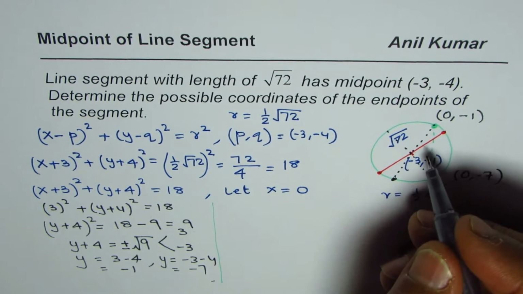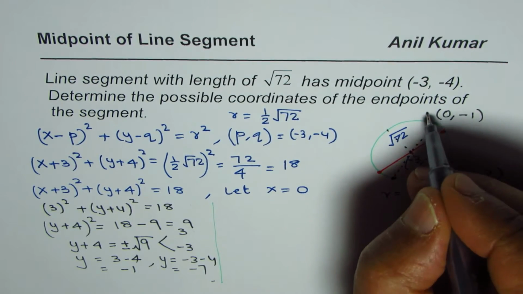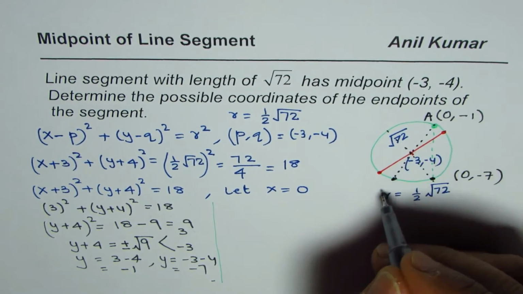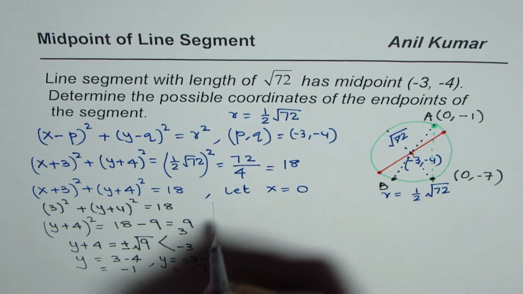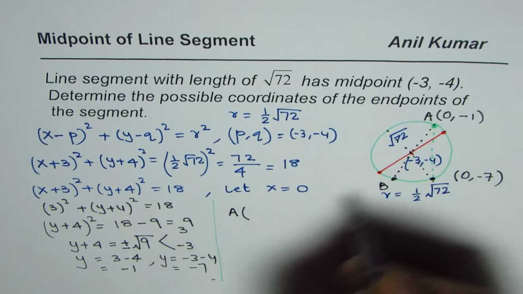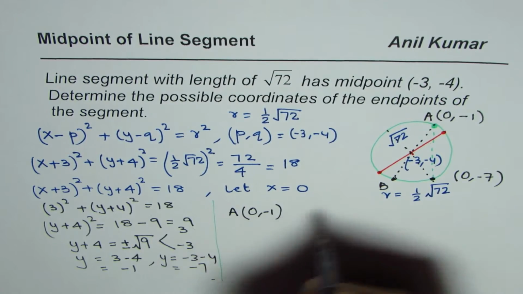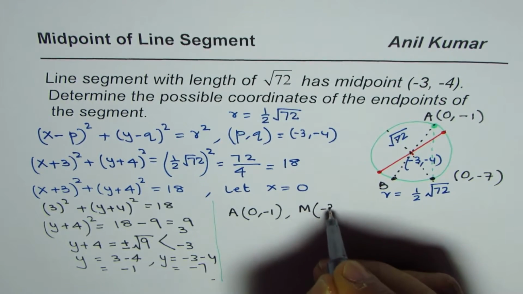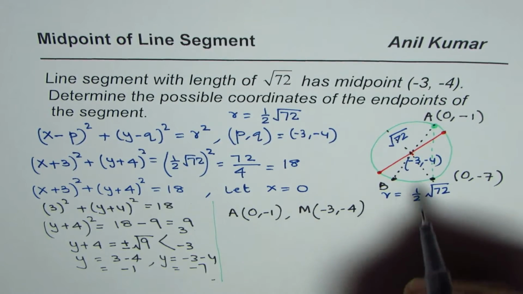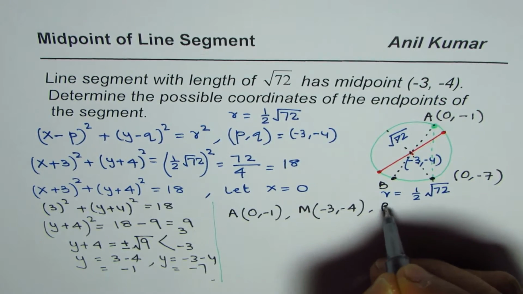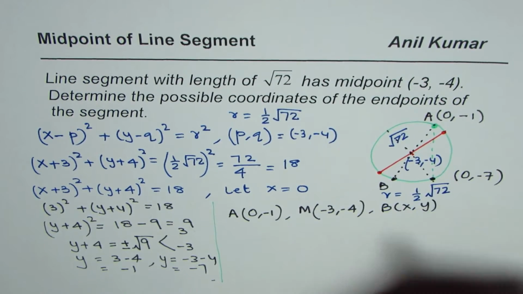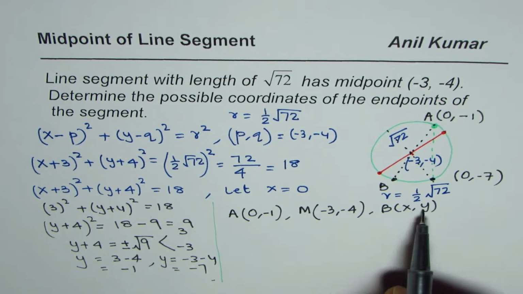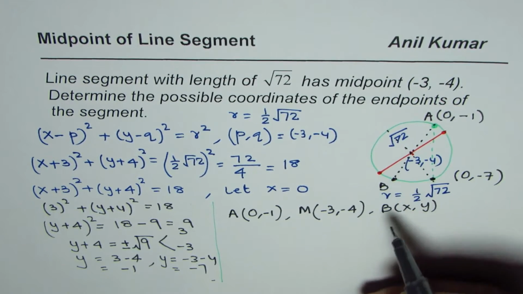So what we have here is, let's say we call this point A, and we need to find a point B here. So we know coordinates of point A are 0, minus 1. Midpoint, let's call this M, is minus 3, minus 4. And we need to find B. So let B be x, y, right? To find x and y, we can use the midpoint formula.